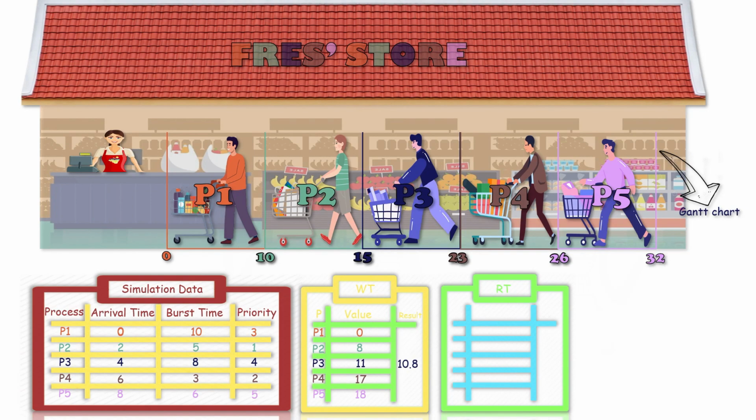Now, let's put it into the test. There are process, value, and result. Let's find process 1 value. In process 1, it starts with 0, and the response time is calculated by start time, which is 0, minus arrival time, which is 0, and we get the result, 0.